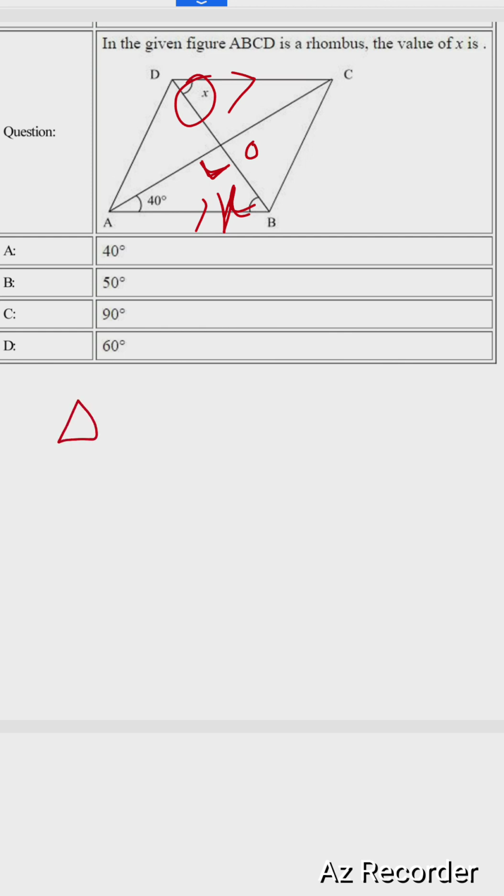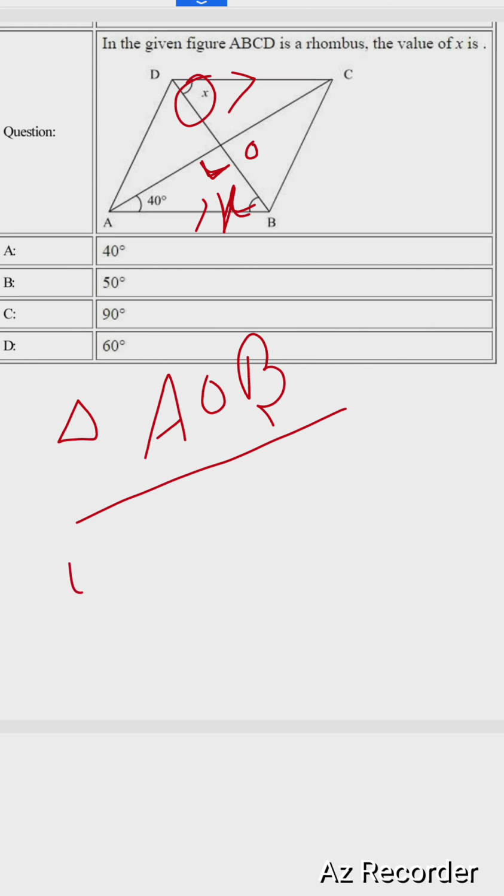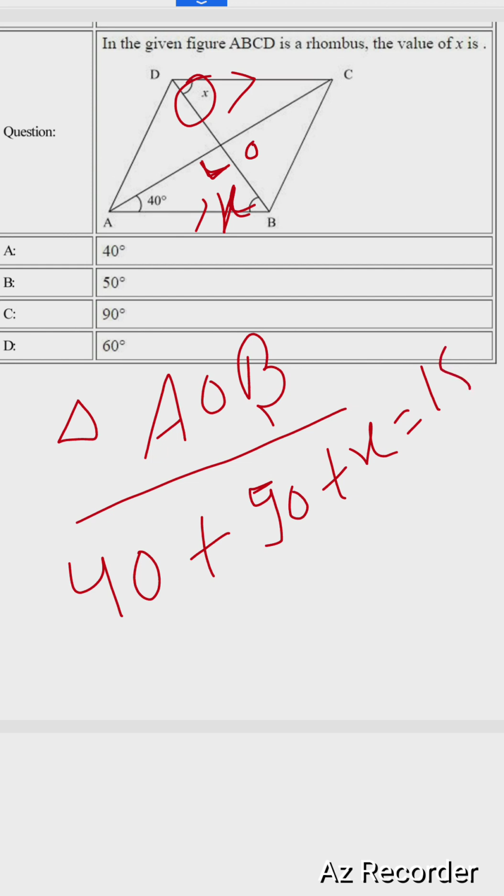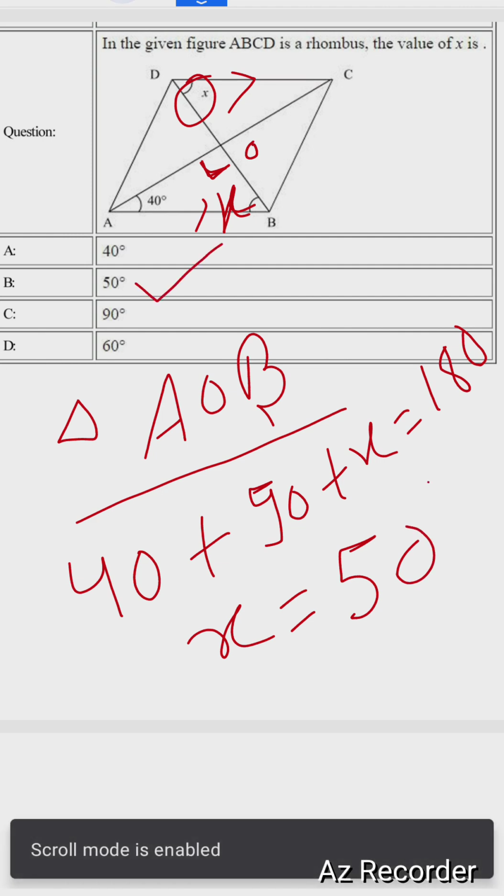So as you can see, triangle AOB will be a right angle triangle, and if this is a right angle triangle, the angle sum property we can apply. So 40 plus 90 plus x should be equal to 180 degree. So from here we can get x is equal to 50 degree. So our answer will be 50 degree. This was a very simple question. Let us see one more question.